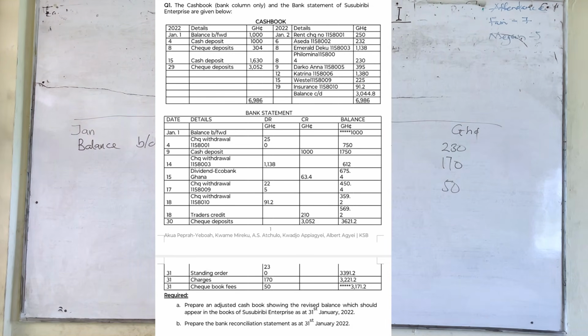Good. So we have the 1,000 is there, credits. The credit 1,000 is there at the debit side of the cash book.